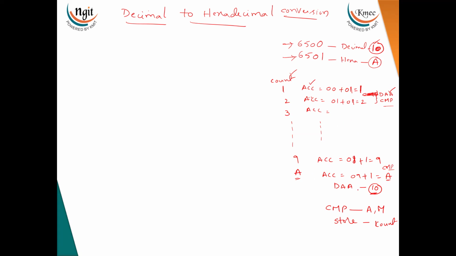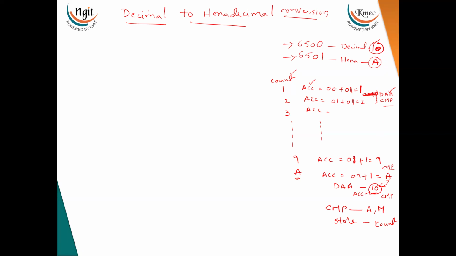Now after the DA instruction, after addition, every time we are using the DA and also compare. So after the DA, now the accumulator is consisting of what? Accumulator is consisting of 10. Now this is compared with the memory location. Now accumulator value and memory location value both are matched. So now here we have to stop the addition of the accumulator.